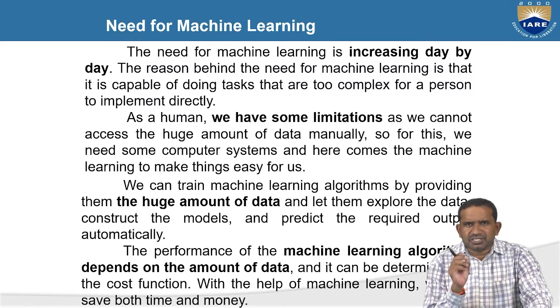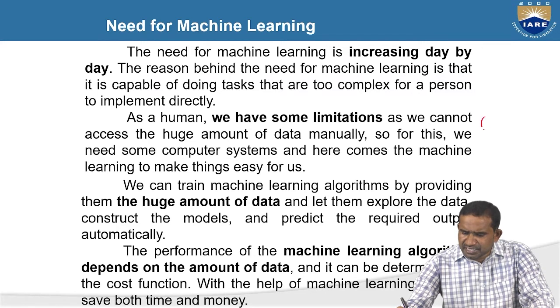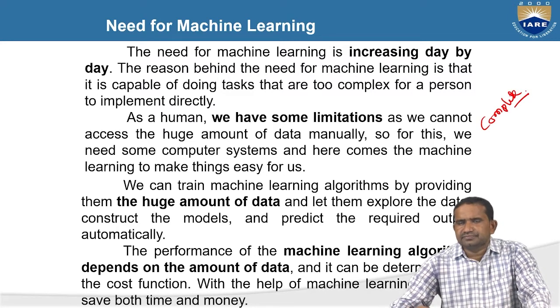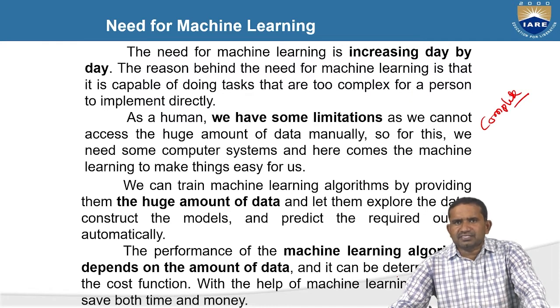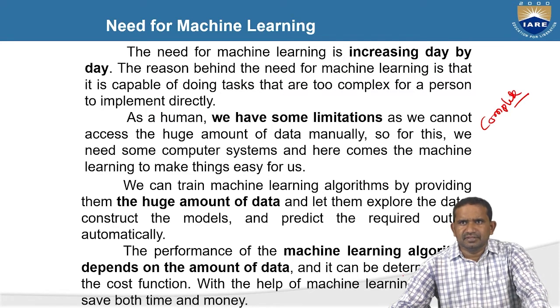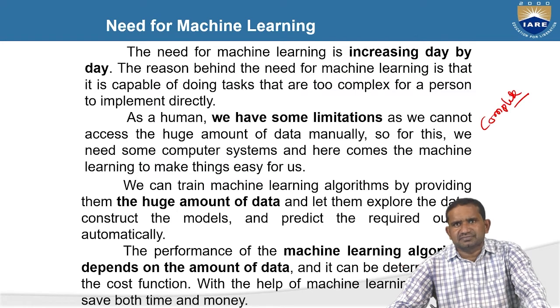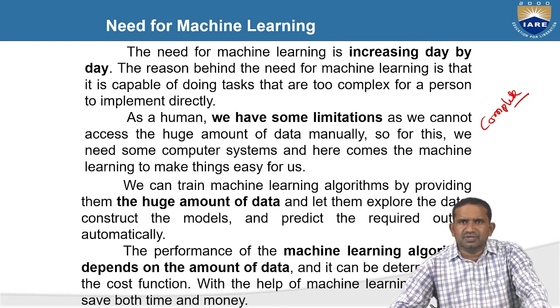Means the first need of machine learning is complexity, especially in handling data. Why? Because some mathematical calculations are not possible for a human being. The machine can try to solve some complex problems without any human involvement.